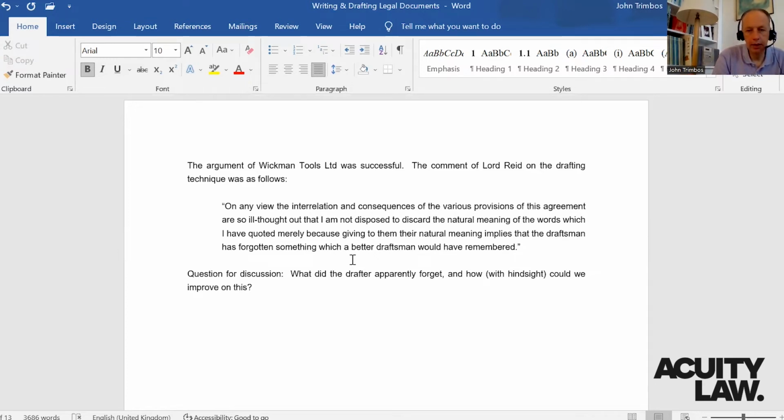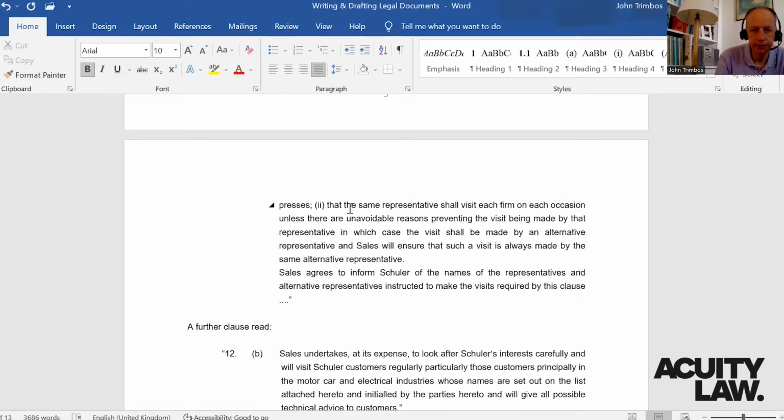Again, have a read through. When you unfreeze me, I will tell you what happened on the facts of the case. And then the question for discussion is not really a legalistic question. The question is, what did the drafter apparently forget, and how again can we improve on this? It's not a legalistic question. It's more like, what commercial reality did the drafter apparently forget? What commercial fact of life did the drafter apparently forget? And again, how with hindsight can we deal with this?